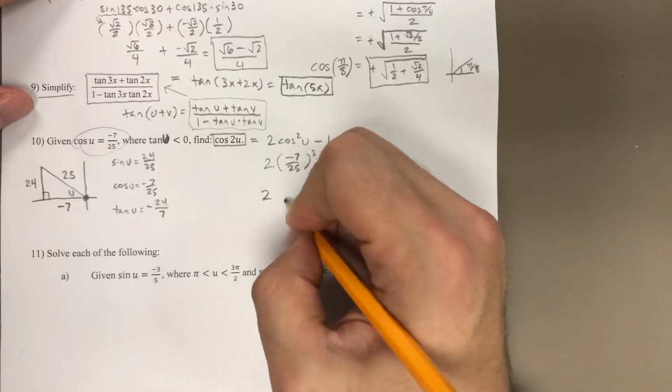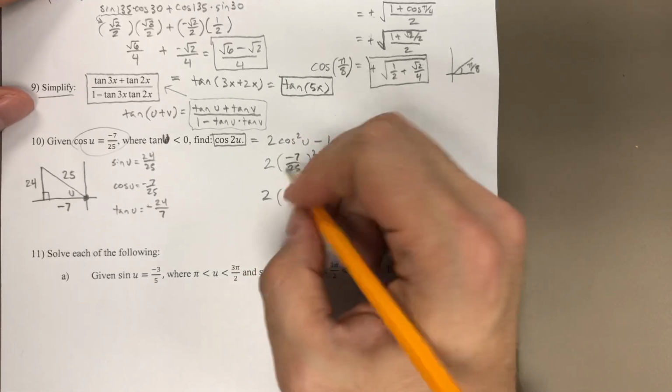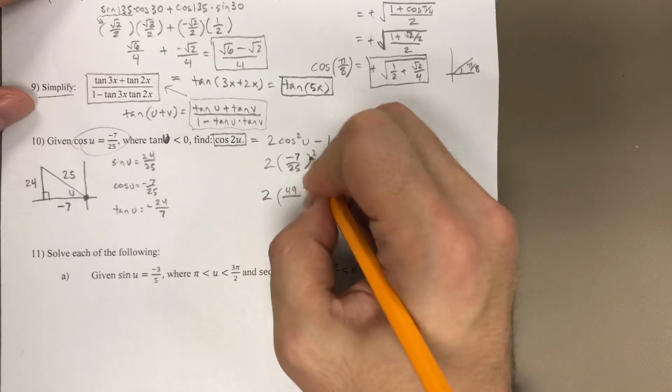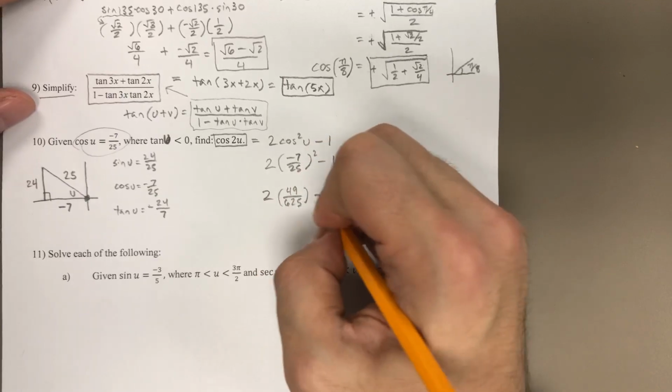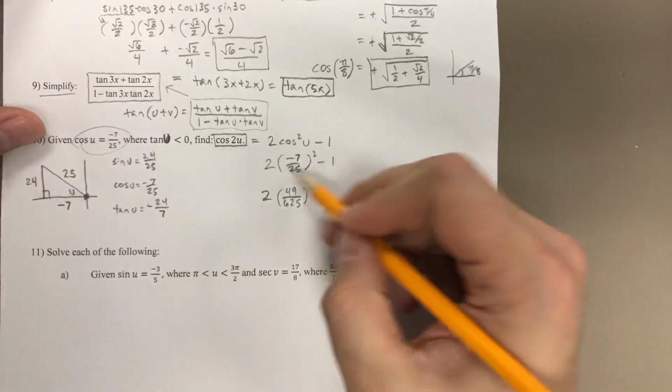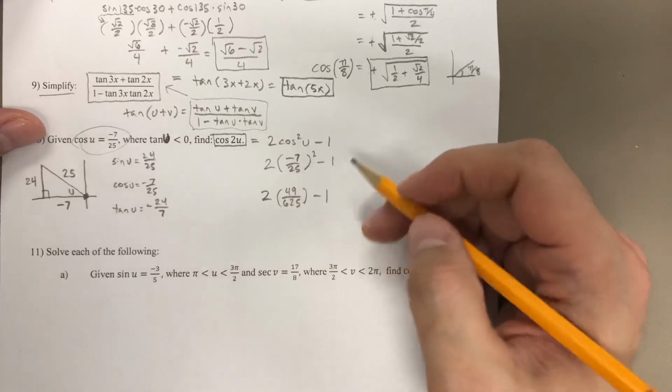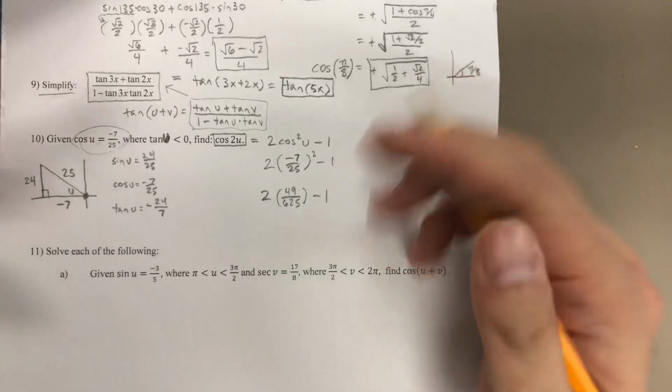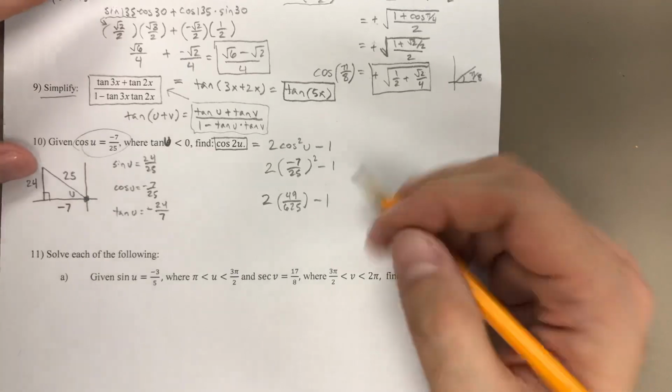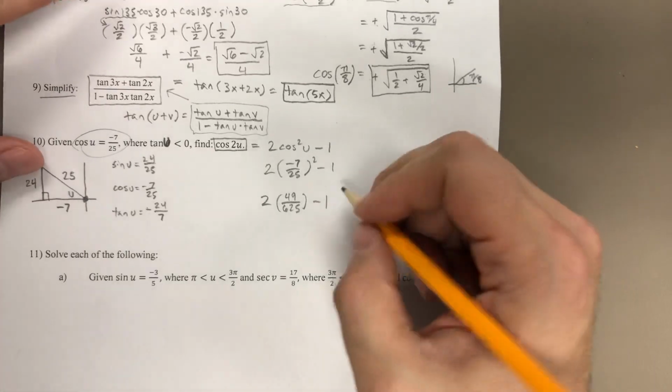So we have 2, and then if we square this fraction, -7 squared is 49. 25 squared is 625. And I mean, you can type this into your calculator as it is with the parentheses, and then hit enter. You get a decimal value. You can turn it into a fraction if you want. But I'm just going to do it by hand because I like to have fun.